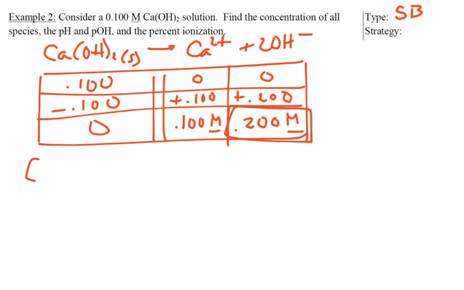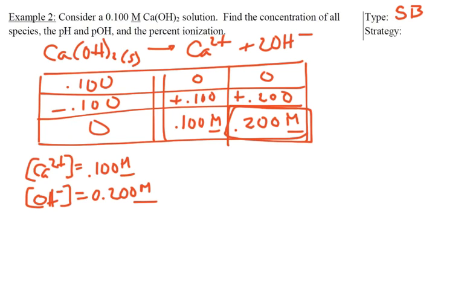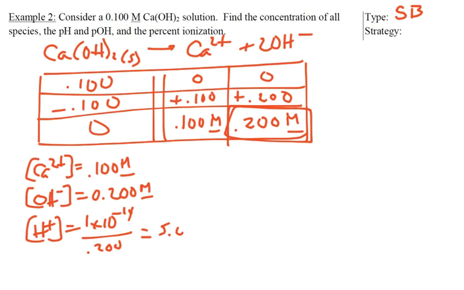We know that the calcium ion concentration is 0.100 molar. Okay, our hydroxide ion concentration is 0.200 molar. And now we can either figure out our pOH based on this, or we can figure out our H plus concentration. Let's go ahead and do H plus concentration. So if the H plus concentration is equal to 1 times 10 to the negative 14 divided by 0.200, this comes out to be 5.01 times 10 to the negative 14.